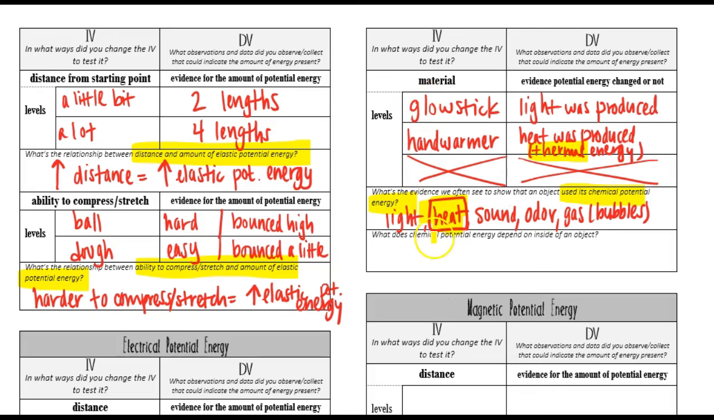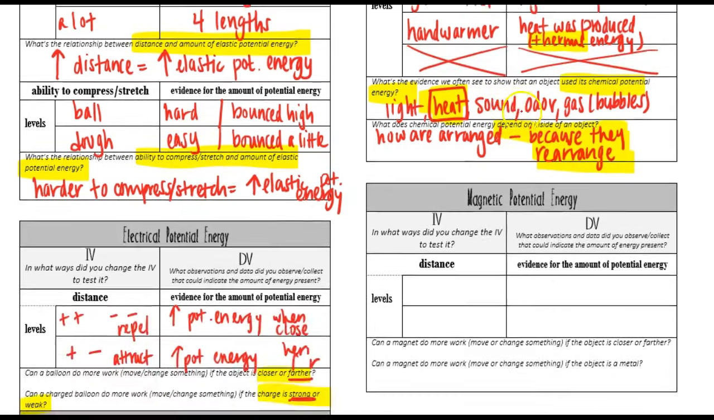Okay, the next question is, what does chemical potential energy depend on inside of an object? If you went back to your notes and looked at this, chemical potential energy is going to depend on how atoms are arranged. Why? Because in a chemical reaction, they rearrange. So all of this energy that we're talking about is dependent on the fact that atoms are arranged in a certain way. When they break and change, they release energy, or they use energy. So, knowing that in a chemical reaction, they rearrange.